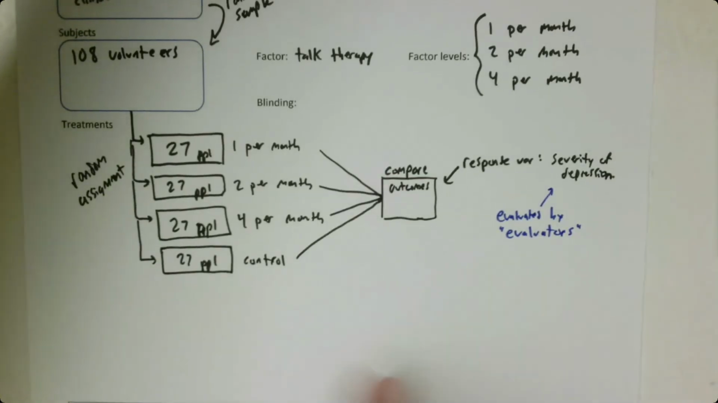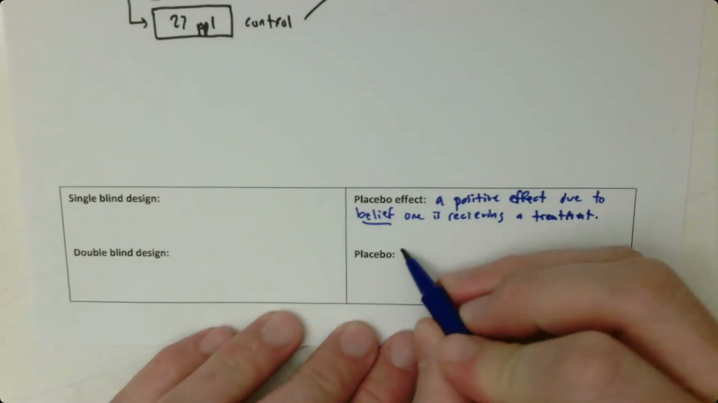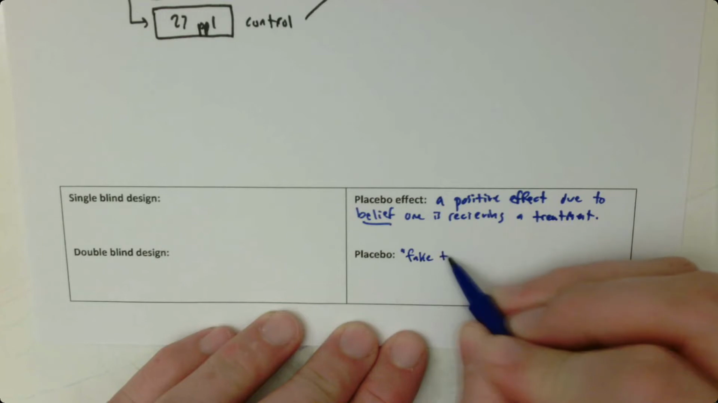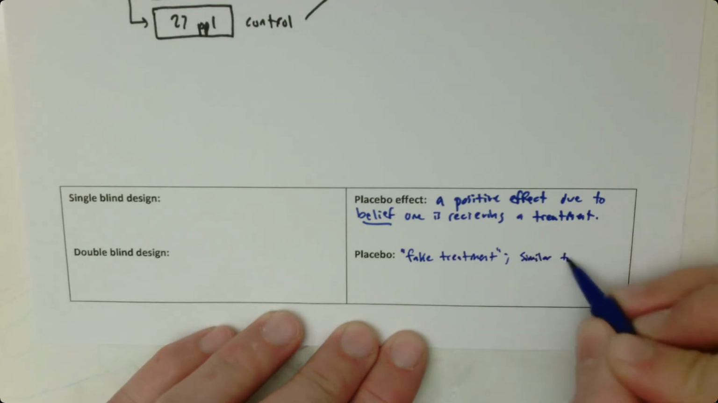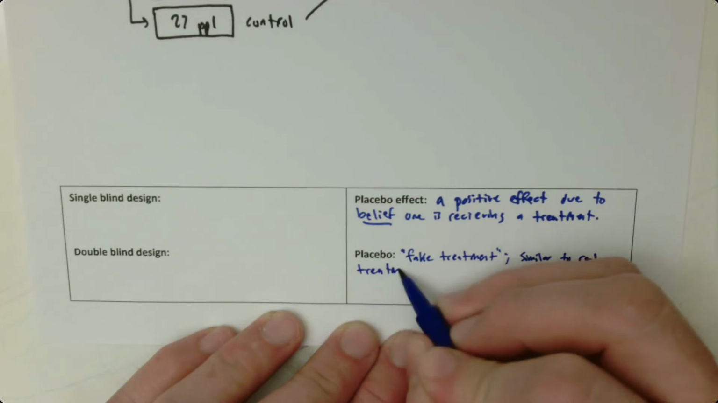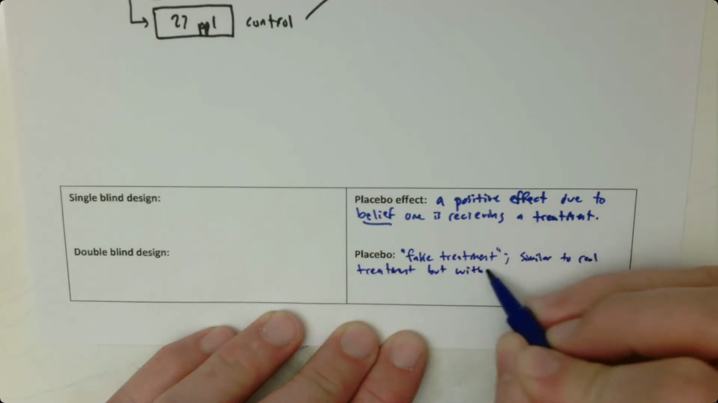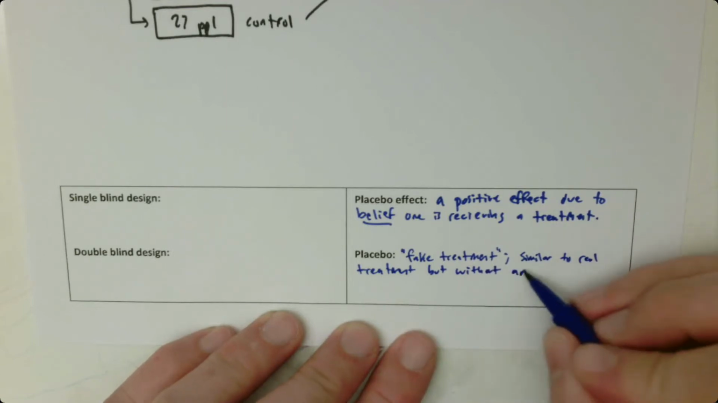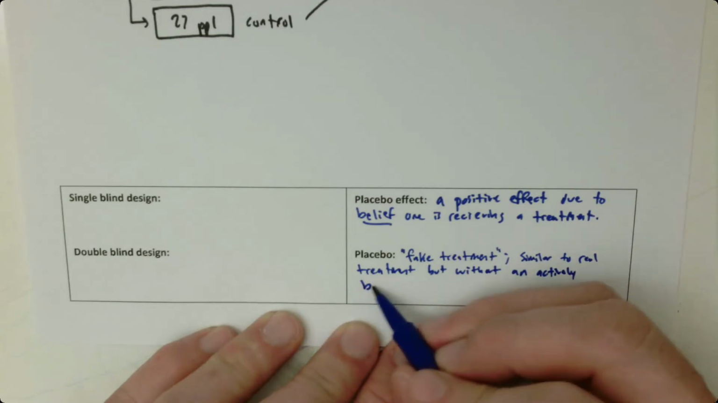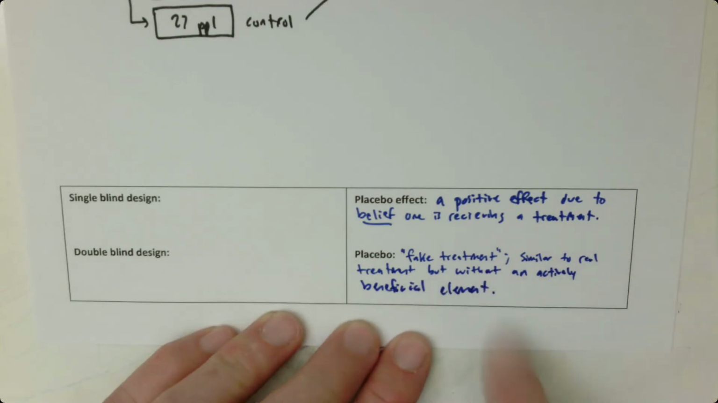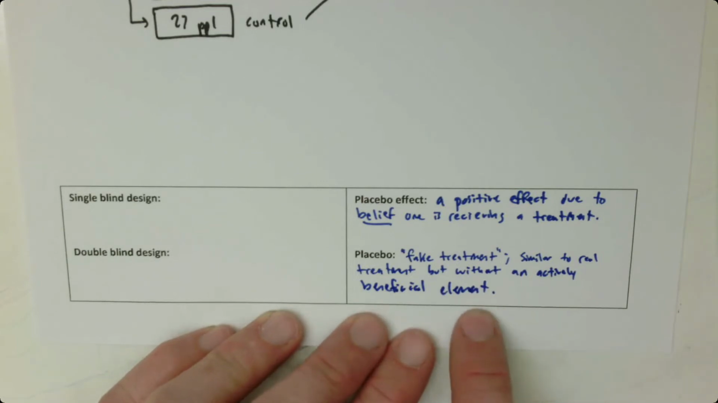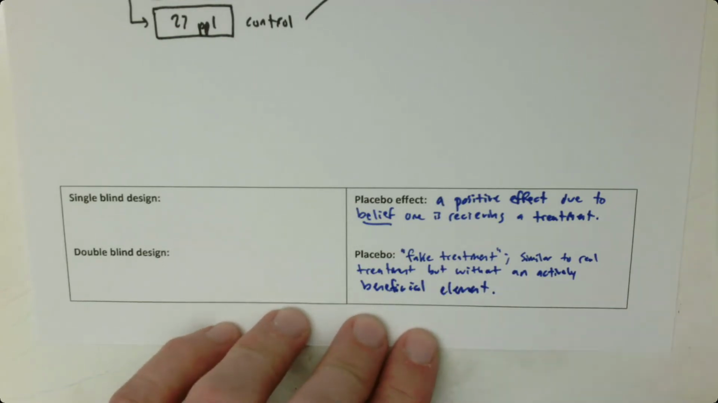Controlling for the placebo effect usually involves having the control group take what's called a placebo. And a placebo you can think of, let's do a 2-word definition. So a placebo is a fake treatment. In other words, it's similar to the real treatment, but without an actively beneficial element. So whatever it is about the treatments that's supposed to be causing the changes, the placebo won't have that. For medications, it's common for the placebo to be a sugar pill, for example.